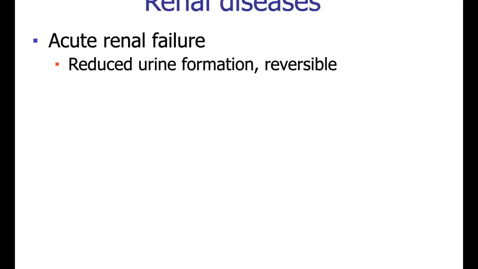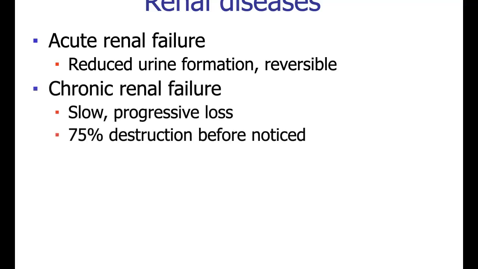Okay. Some other diseases to think about are going to be acute renal failure, and this is where you have reduced urine formation. But this is typically reversible. So as long as we can make sure that somebody's blood is being filtered often enough and we can reverse the acute renal failure, then we can have rescue of the kidneys and rescue of blood cleaning. In chronic renal failure, though, we get slow progressive loss of kidney function. And this is particularly dangerous because it's often 75% of destruction before it's noticed. So this can happen, and by the time you get to noticing it, it can be really catastrophic.